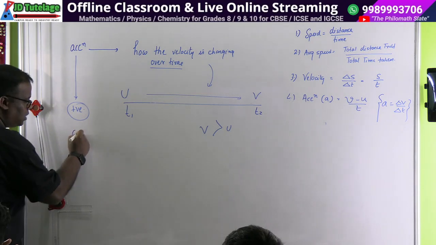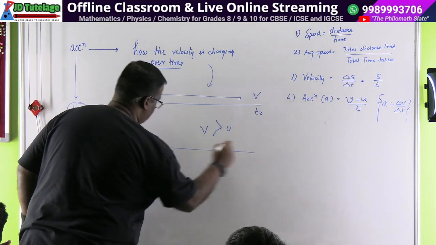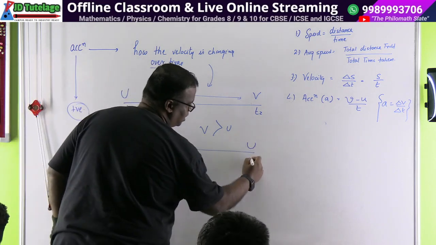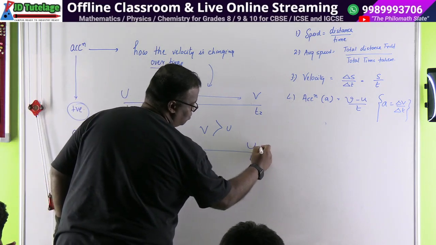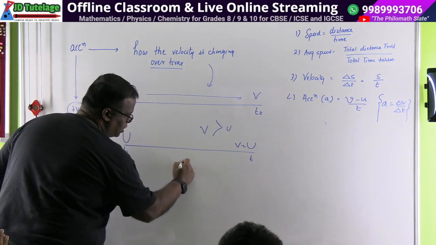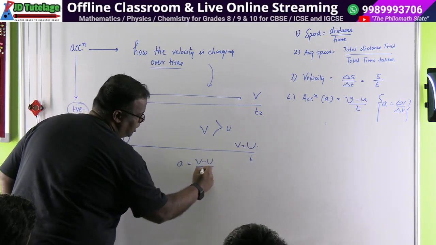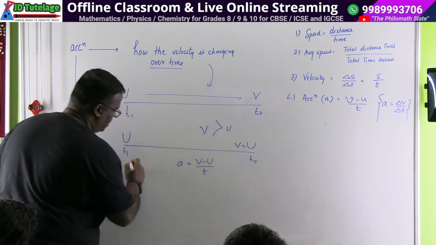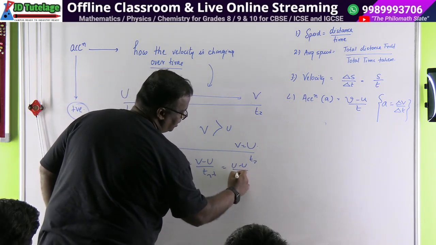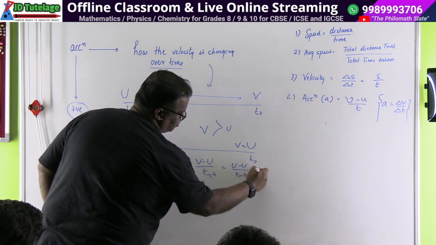If the acceleration is 0, then we will say whatever was the velocity here is the same velocity here also. Means v is still equal to u. Now you calculate acceleration: v minus u by t2 minus t1. So you will write u minus u by t2 minus t1, which is equal to 0. There is no growth.